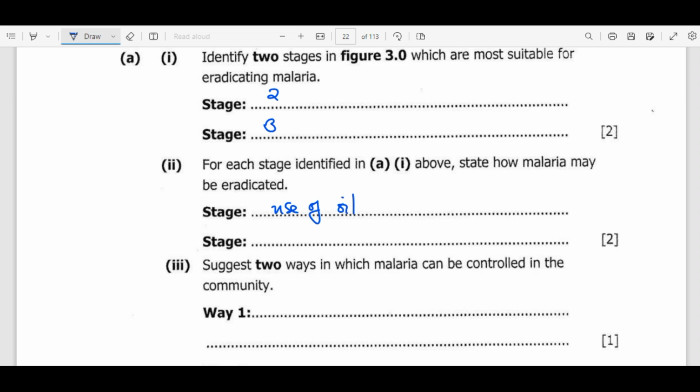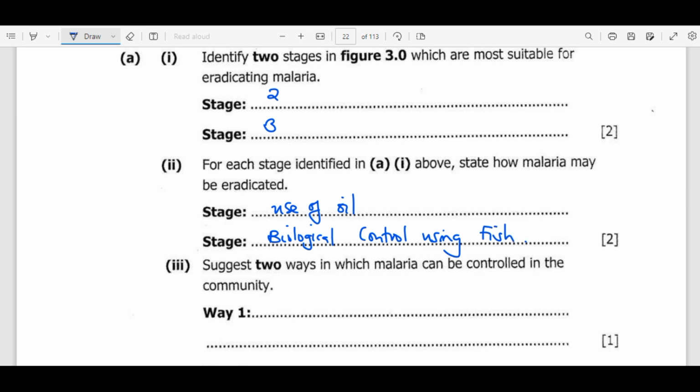And then apart from that, the other one is biological control using fish. Like I said, where you find there is stagnant water, if fish is there, fish will feed on pupa and larva. So when pupa and larva have been eaten by fish, it means that an adult mosquito will not be there. So the other one is biological control using fish.